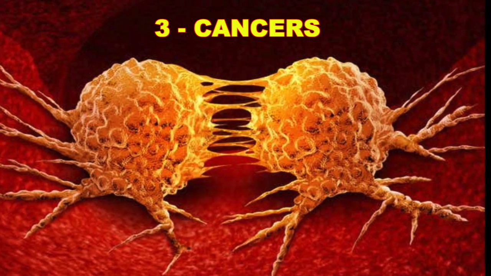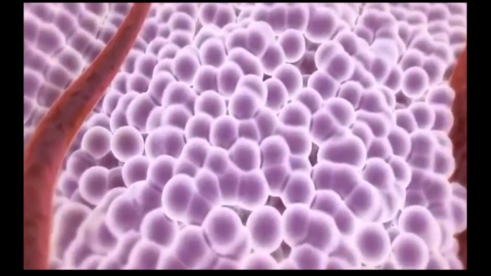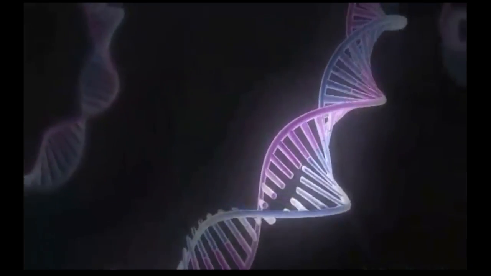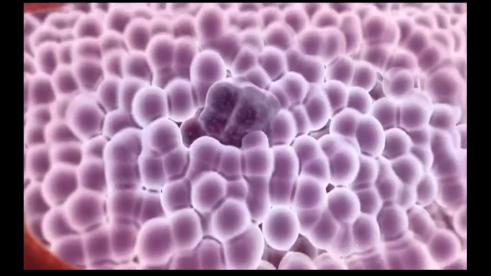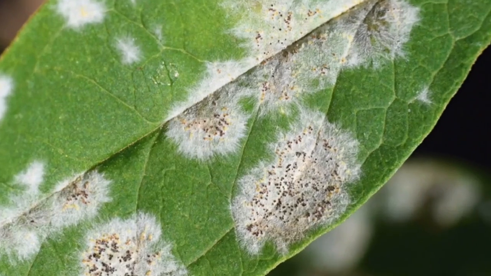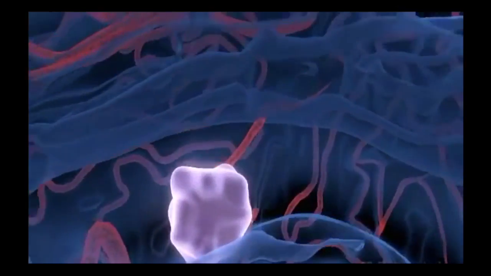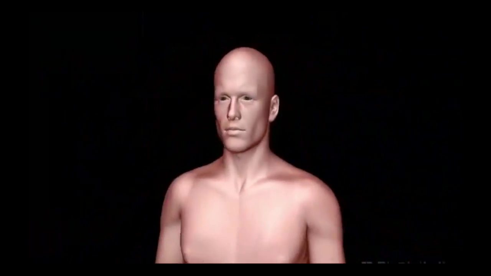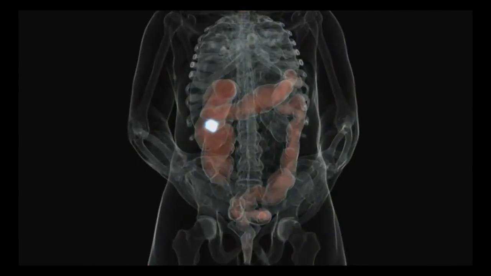3. Cancers. Normal cells orderly grow and stop growing per our DNA plans. Cancer is when abnormal cells grow out of control. Plants, animals, and people can get cancer. Let's look at the kinds, causes, and cures of cancer.